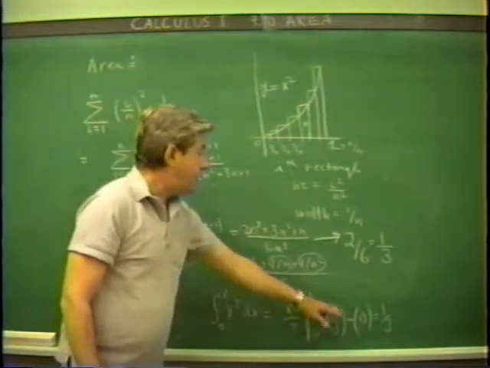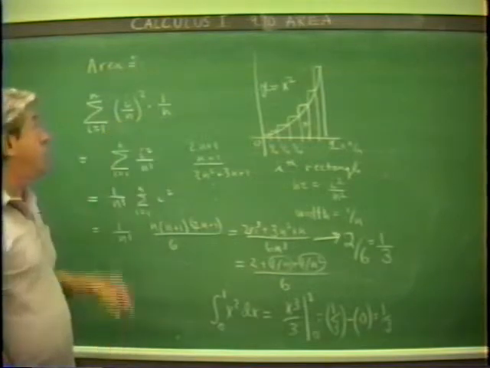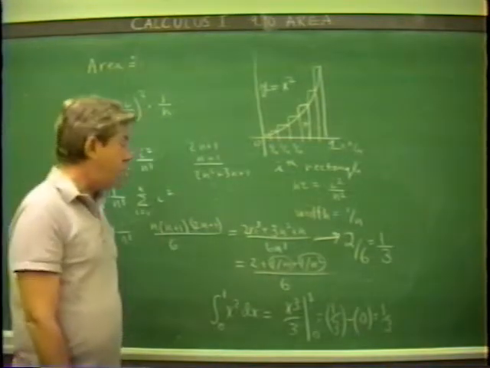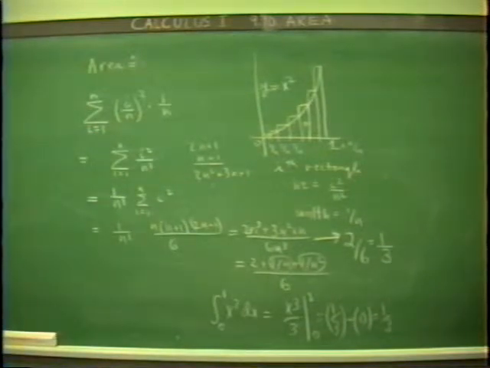So finding an antiderivative for x squared here and taking the value at the two endpoints, subtracting one from the other, gives you the area underneath the graph, and it clearly does it a lot easier than this when it's possible to find such an antiderivative.